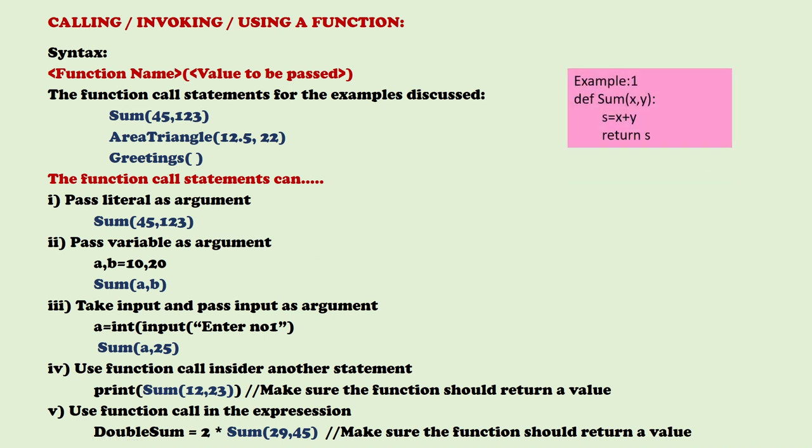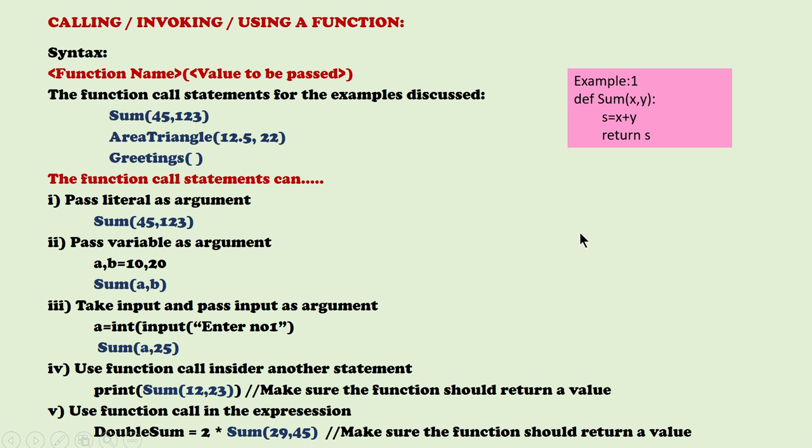What is the first example that we have discussed? It is def sum of x comma y. How to write the function call statement? You have to write the function name. What is the function name? sum. And then the values to be passed. How many parameters does it take? It takes 2 parameters, so you have to pass 2 values. So sum of 45 comma 123, this is the function call statement for the function sum.